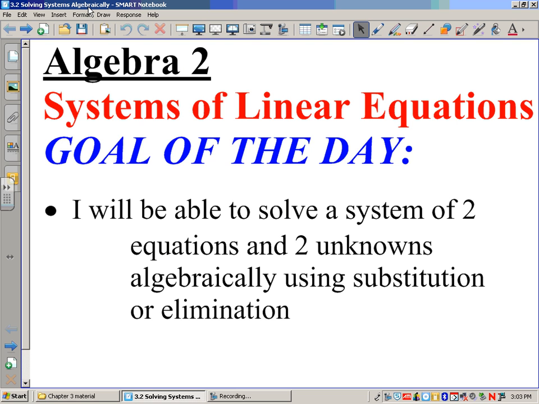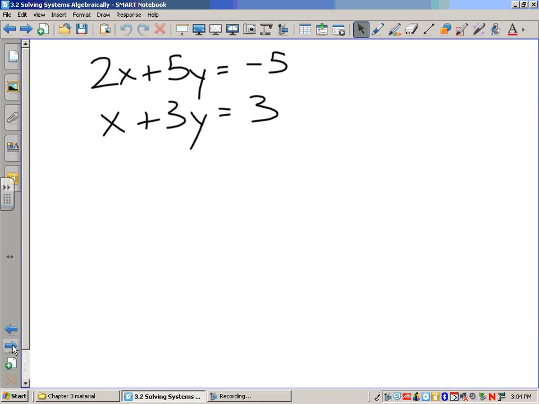Okay, today we are going to be doing solving systems of two equations and two unknowns algebraically using substitution or elimination. What I'm going to do is, you have the notes filled in with the methods. So really what I'm going to do is do the example as you look at the steps.